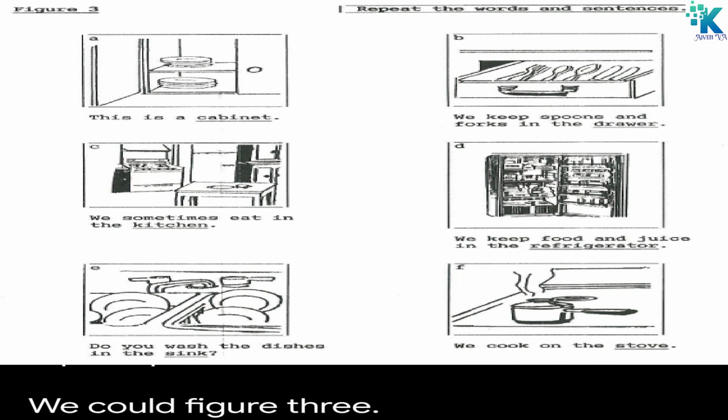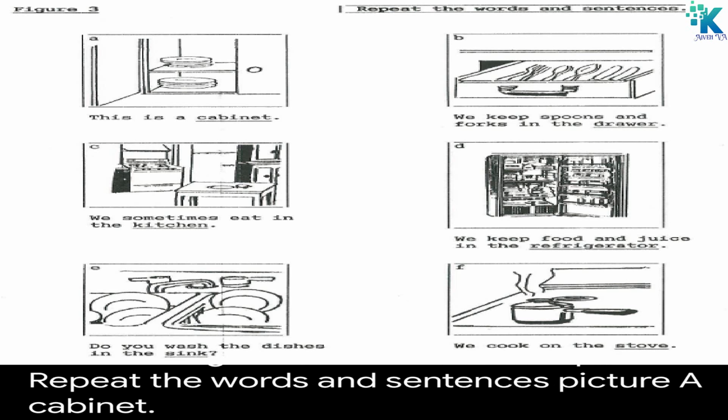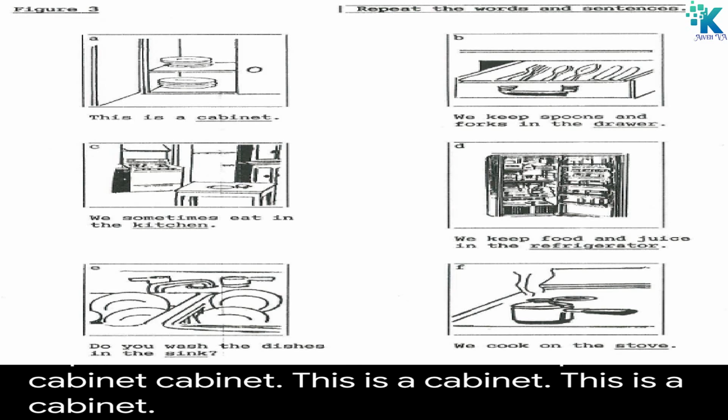Look at Figure 3. Look at the pictures. Repeat the words and sentences. Picture A. Cabinet. This is a cabinet. This is a cabinet.